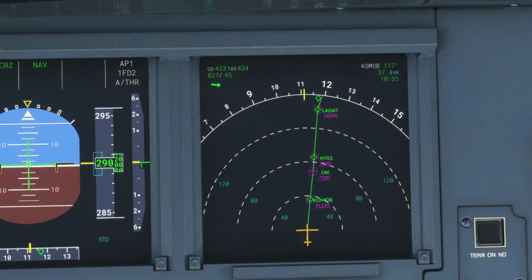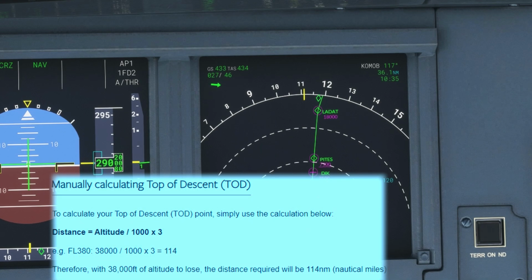There are a number of calculations we can do, some rules of thumb that will give us an indication, an idea of when we should start our descent, etc. Let's have a look. So the rough calculation we can do is to take our altitude in thousands, the altitude being the amount of altitude that you want to lose, and then multiply that by 3. And then based on approximately 3-degree glide slope, that's the number of nautical miles required.